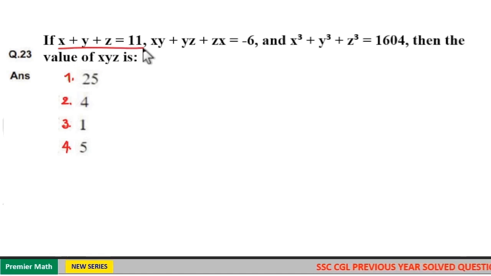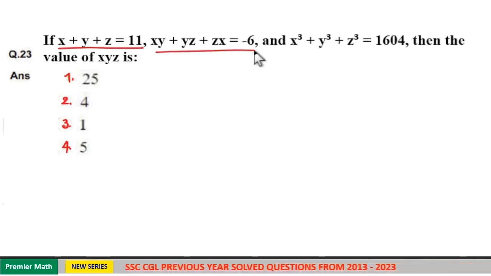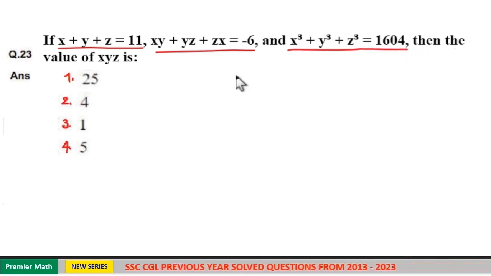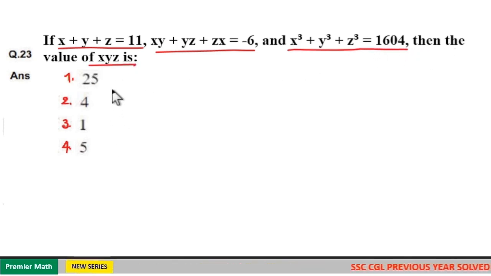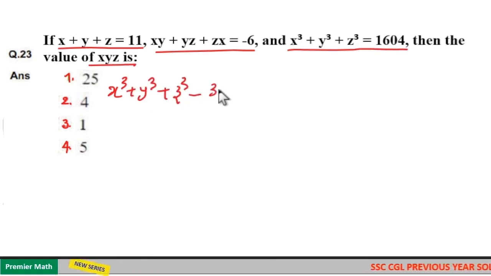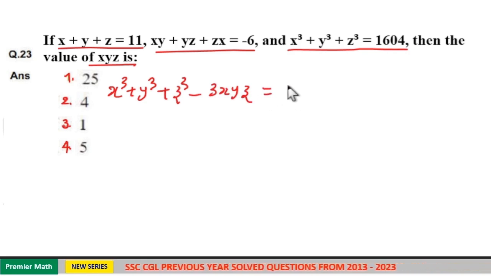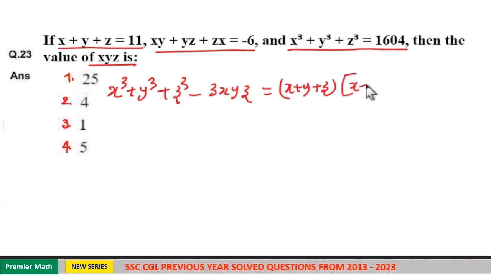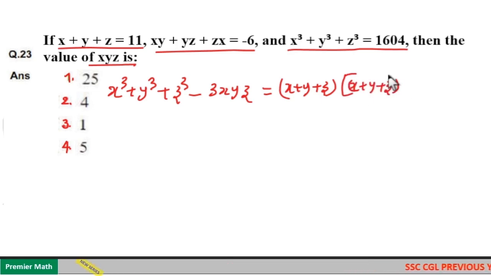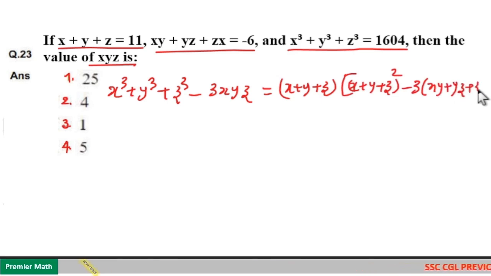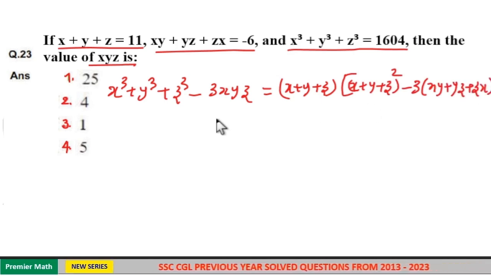If x plus y plus z is 11, xy plus yz plus zx is minus 6 and x cube plus y cube plus z cube is 1604, then find the value of xyz. Here there is a formula: x cube plus y cube plus z cube minus 3xyz is equal to (x plus y plus z) into ((x plus y plus z) whole square minus 3 into (xy plus yz plus zx)). These equations are common in the SSC exam, so remember it.